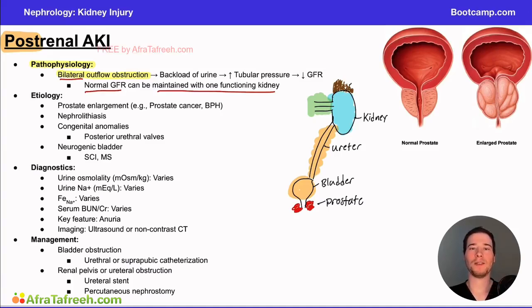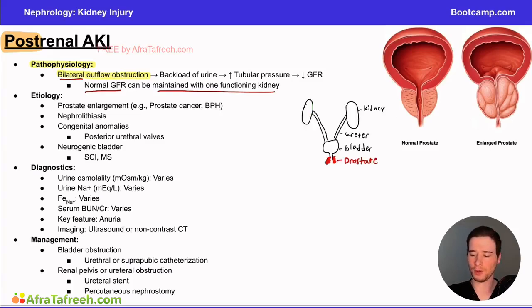So what happens if we have an obstruction after the kidney? Well, let's take one of the classic examples, which is BPH. So in BPH, we have a typically normal prostate that has then developed into an enlarged prostate. It stands for benign prostatic hyperplasia. So what happens if our prostate has significantly increased in size? Well, it's going to cause an obstruction with urine actually leaving the body.